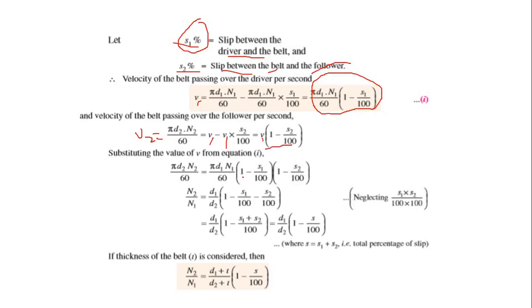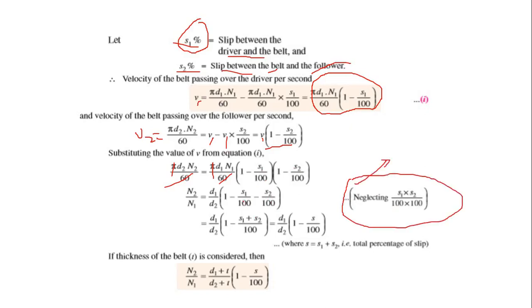After multiplying these two equations, pi cancels out, and 60 and 60 also cancel. Now we can get the velocity ratio as N2 by N1 is equal to D1 by D2 into 1 minus S1 by 100 minus S2 by 100, because in the multiplication, S1 into S2 divided by 100 into 100 becomes a very low value, so it is neglected.